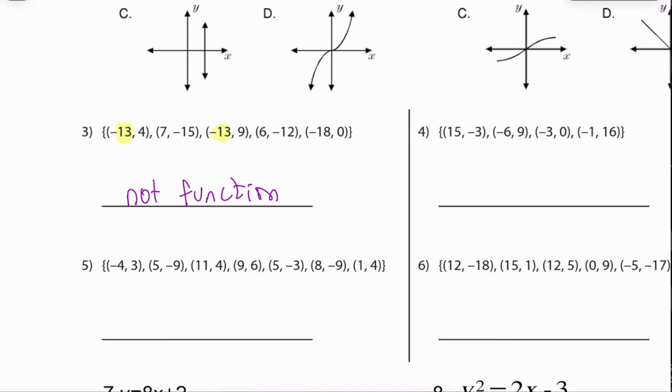But now let's look at these x's. Each one of those x's is a different number. Different, different, different, different. So this is a function. And let's decide if it is one-to-one. Then you just have to check, are the y's also all different? Different, different, different, different. So all of the y's are also different. When that's the case for a list of ordered pairs, it would be 1-to-1.